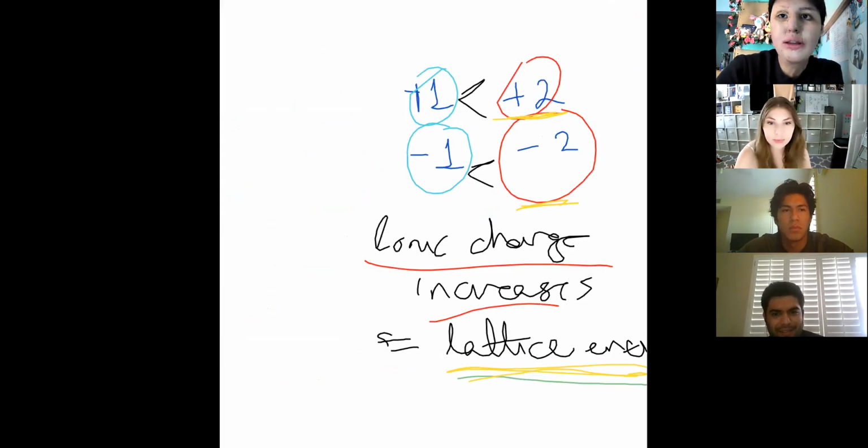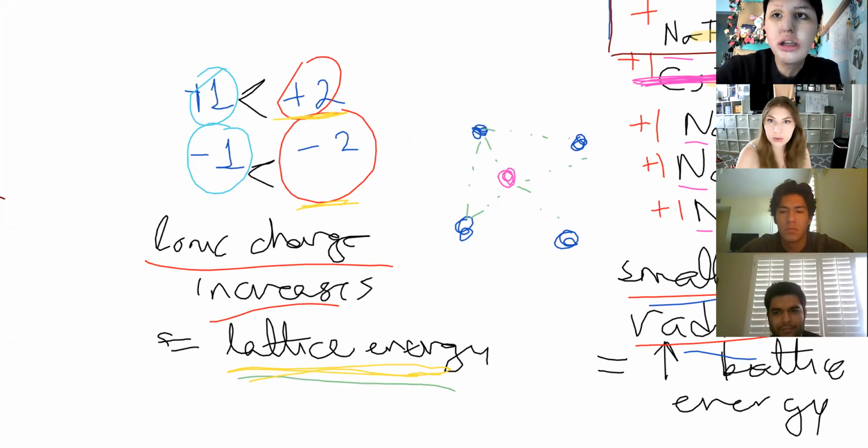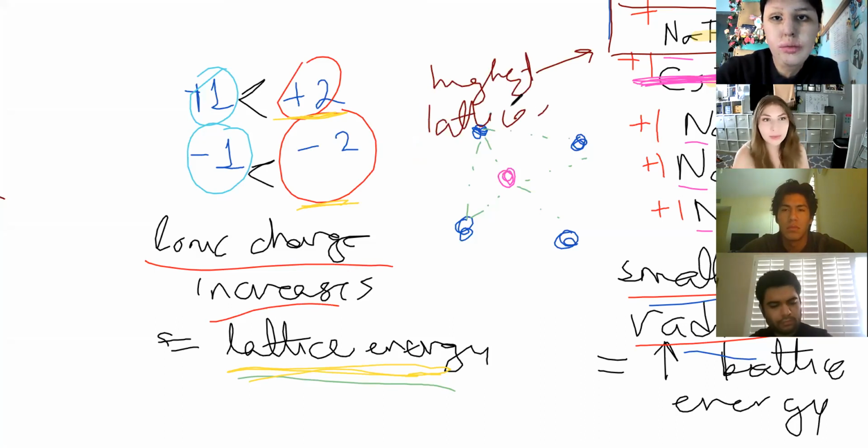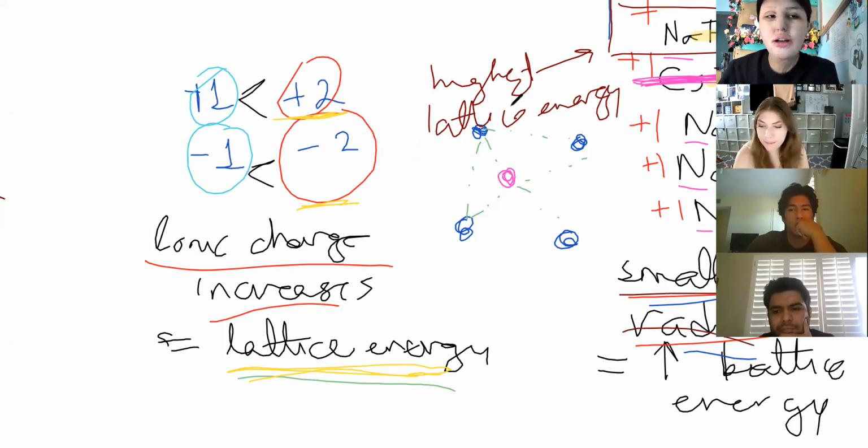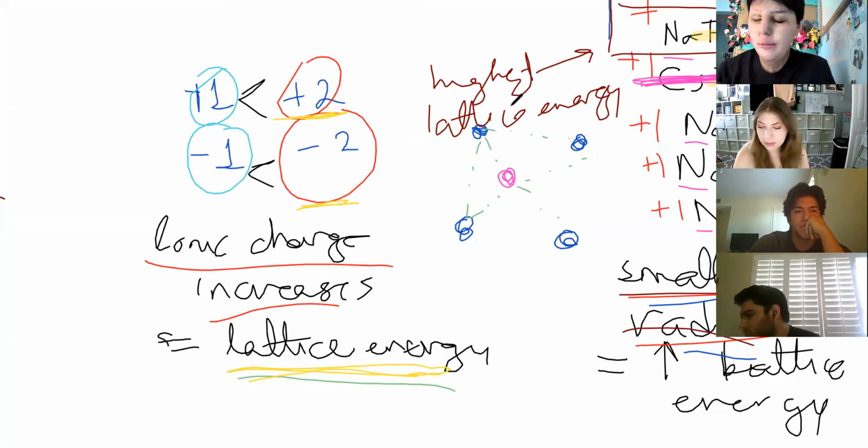What do we say about the small radius? Small ionic radius, what does that mean? Oh, with a smaller ionic radius, the energy increases. Right, exactly. Great. So this is going to have the highest lattice energy. These have the smallest ionic radii in their anions. Does that make sense?